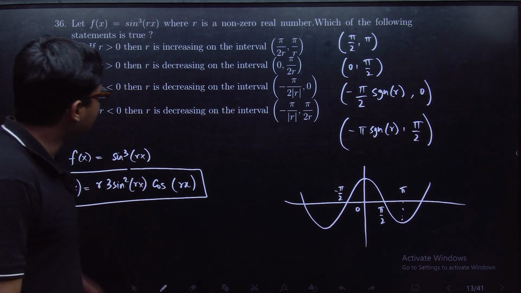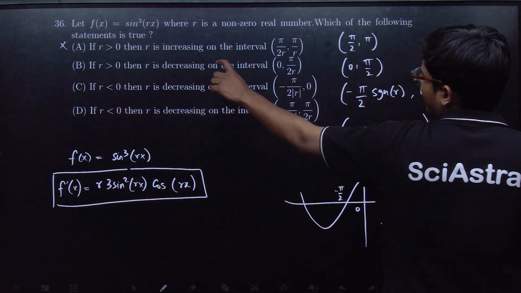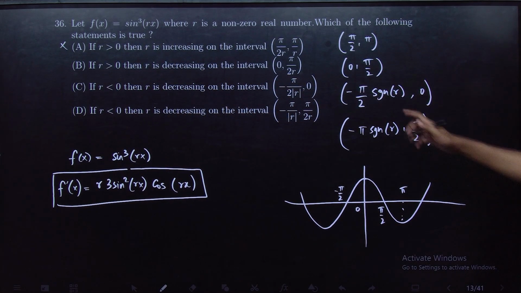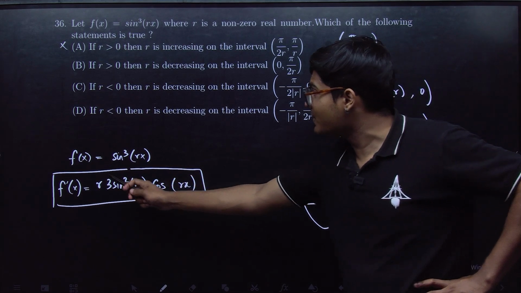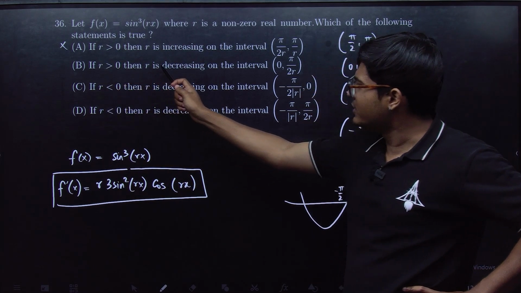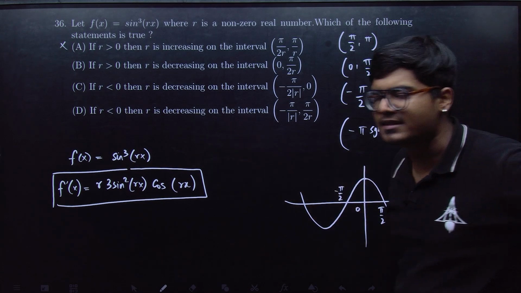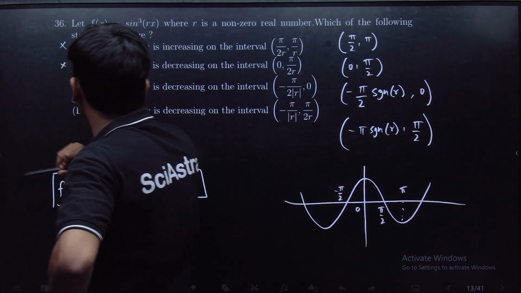Similarly, if I look at option 2, if r is positive, then the function is decreasing on 0 to pi by 2. See, on 0 to pi by 2, cos is positive, sine square is positive, r is positive. So it can't be decreasing, it has to be increasing. So option B is also incorrect.